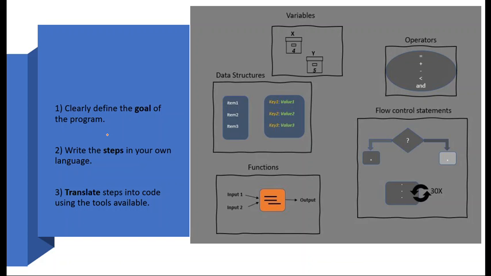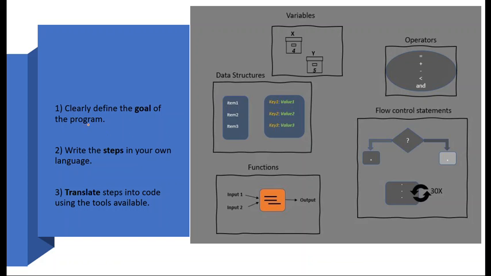All right. Second, write the steps in your own language. So grab a pen and paper and start writing down the steps or the tasks that you need to go through in order to achieve the desired outcome. Okay? And in step three, you will start translating the steps that you have written in your own language into the programming language that you are using.